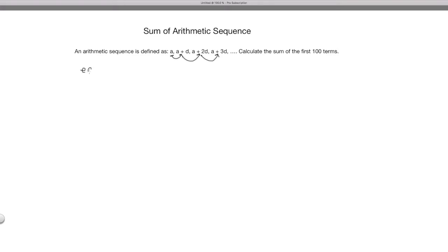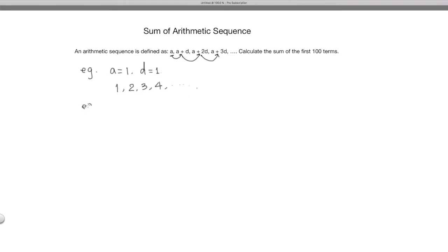Example 1. If a equals 1, d equals 1. Now the sequence goes 1, a plus d is 2, a plus 2d is 3, 4. And this is obviously just the sequence of the counting numbers.